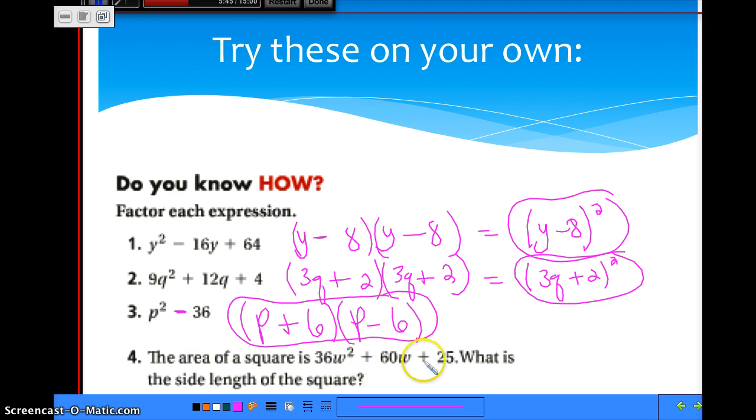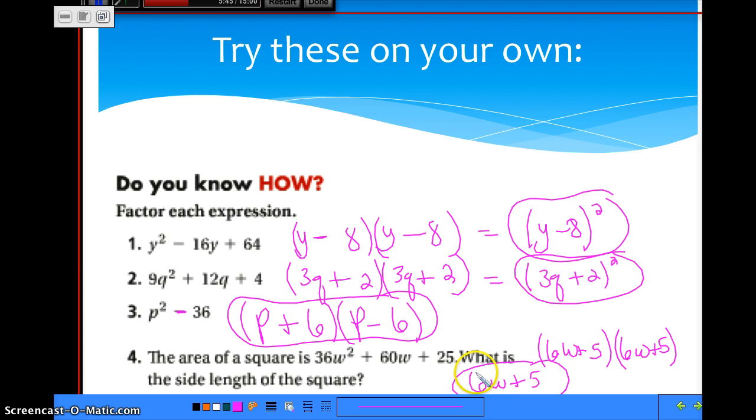The area of a square is this. They want the length of the side, just like what we did, so let's go ahead and factor it. Perfect square, and the other perfect square is 25. We need a plus and a plus. So my answer is 6w plus 5 is the side of the square.